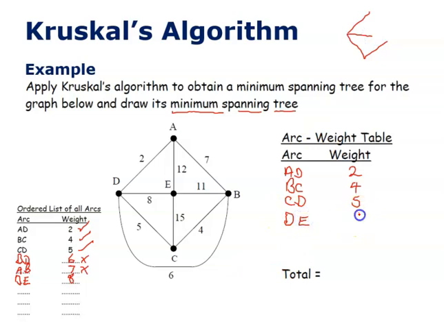Now, actually, if you just look at this, I've got 1, 2, 3, 4, 5 vertices. That means 4 arcs is enough to know that I've fully joined them up. And that picture has joined them all up. 2, 4, 5, 8, a total of 19, whatever. It doesn't tell me what the units are.